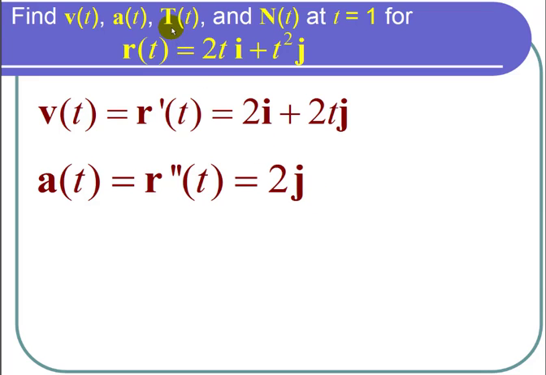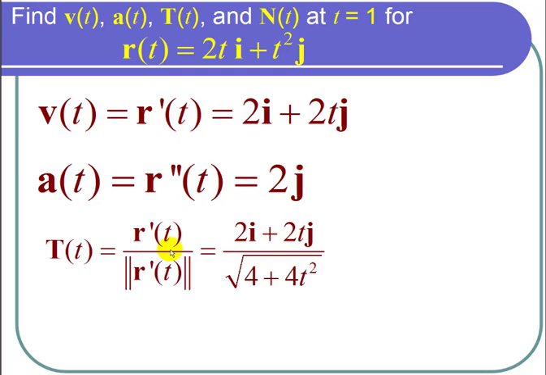So let's find capital T of t, which is the unit tangent vector, and that is equal to r prime of t over the magnitude of r prime of t. So r prime of t was 2i plus 2t j, and the magnitude of r prime, I just take the square root of the sum of 2 squared, or 4, plus 2t quantity squared, or 4t squared.